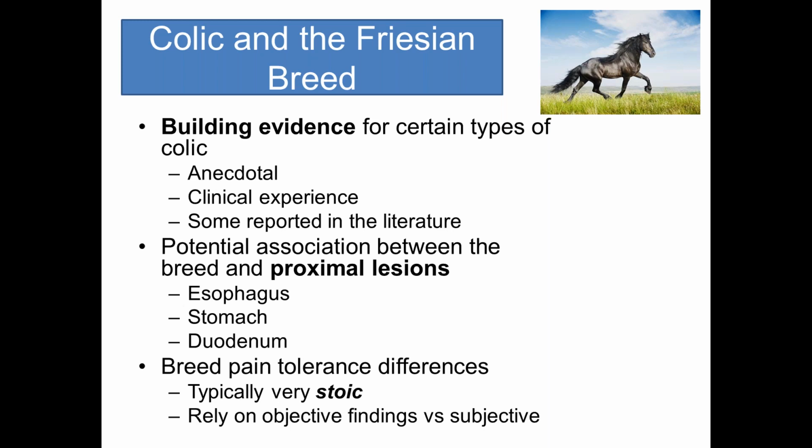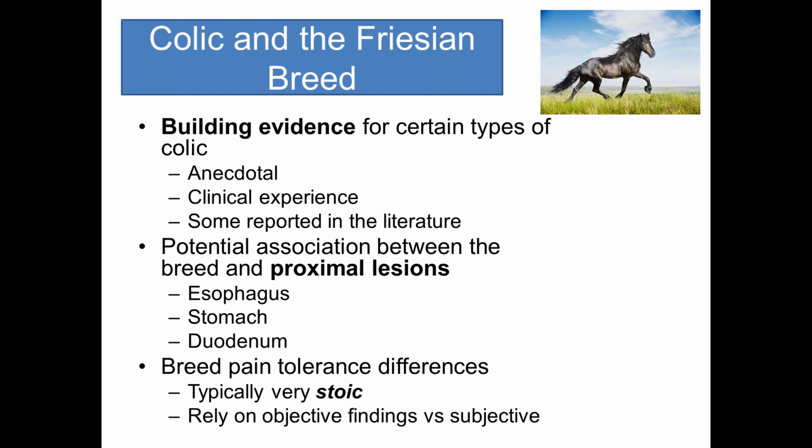I guess the building evidence, at least from my perspective and certainly what I've seen, is that there is an association between the breed and proximal lesions. And that is the problems associated with the esophagus, the stomach, and the duodenum.